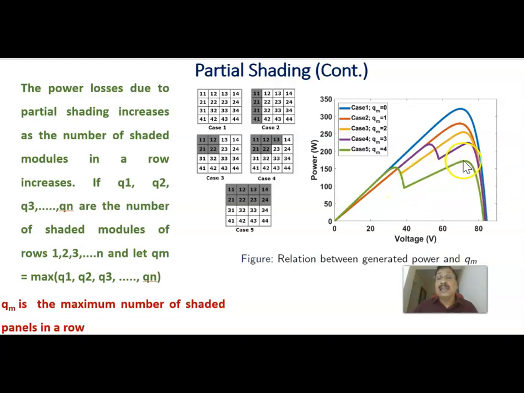As QM is increasing, the maximum power gets reduced from this to this one, and the number of maximum peaks is also increasing. There are 2 maximum peaks here, and the peak points are increasing here too. Therefore, that is the effect of partial shading. Figure: relation between the generated power and QM. Generated power gets reduced as QM increases. QM is nothing but the maximum number of shaded panels in a row.